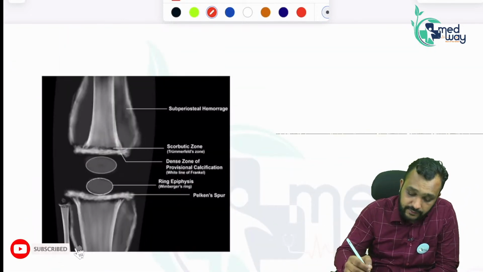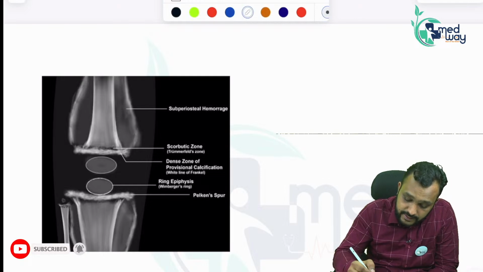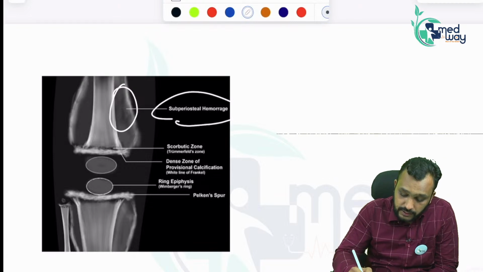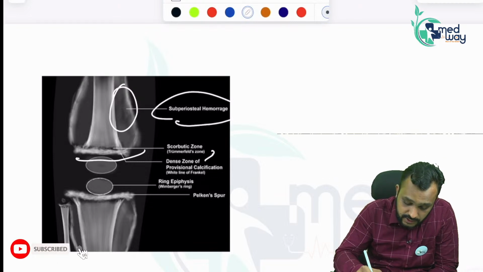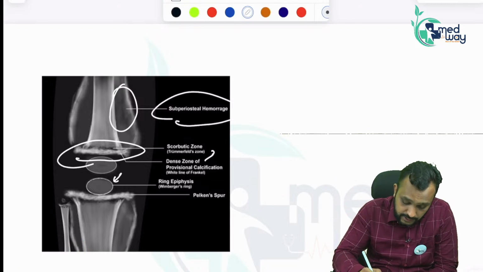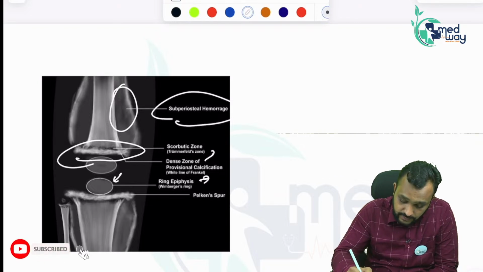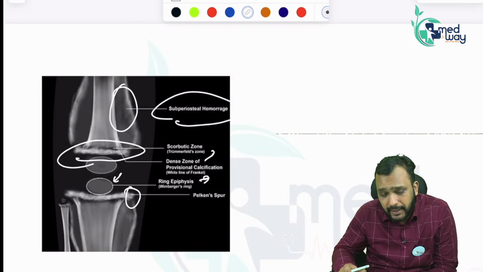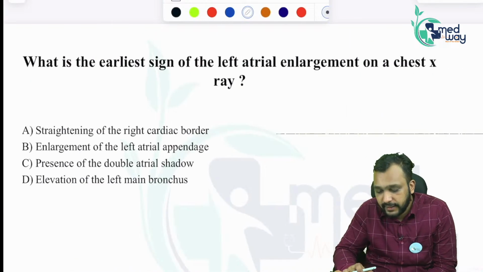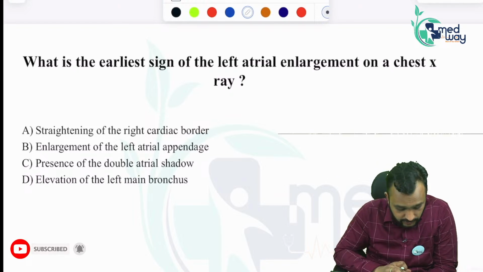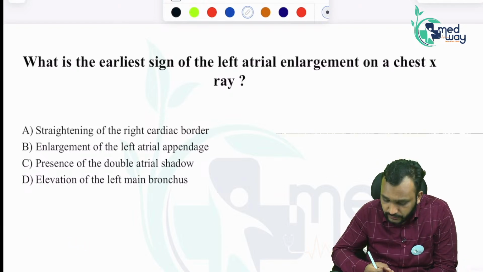And talking about rickets, so rickets again has very characteristic findings. You are going to see subperiosteal hemorrhage, you are going to see tense zone of provisional calcification, that is your white line of Frankel. You are going to see again a hyper radiodensity around the epiphysis, Wimberger ring sign, and you are going to see Pelkan's spur. Again very important finding for your scurvy. Okay, so rickets or scurvy should be clear to you.